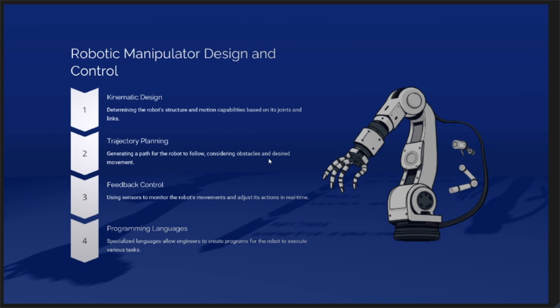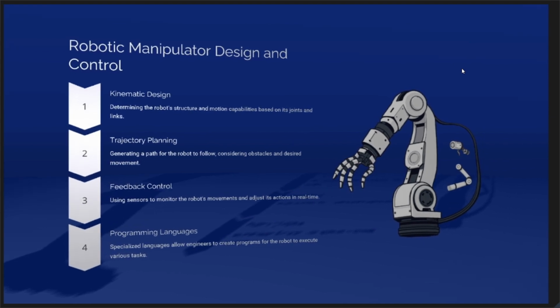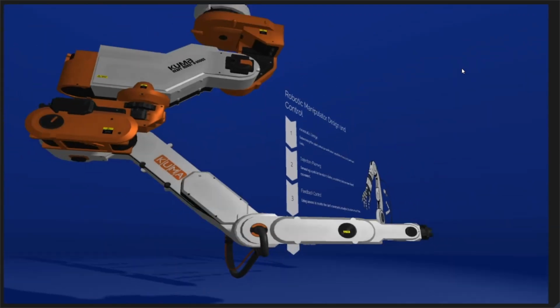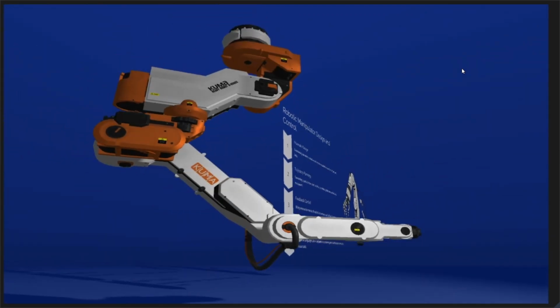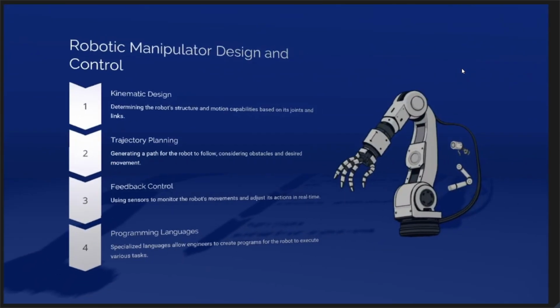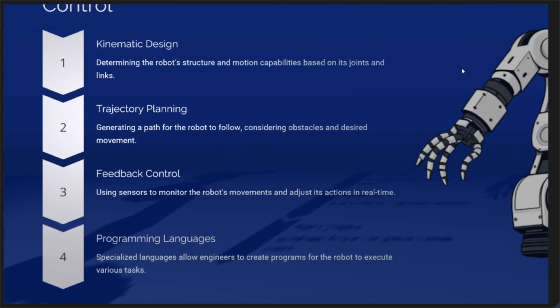This looks like the robot that we have already shown you. So primarily, where the robot will be used: kinematic design, trajectory planning, feedback control, and programming languages in short.